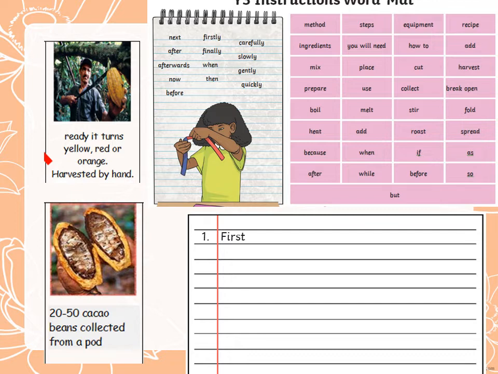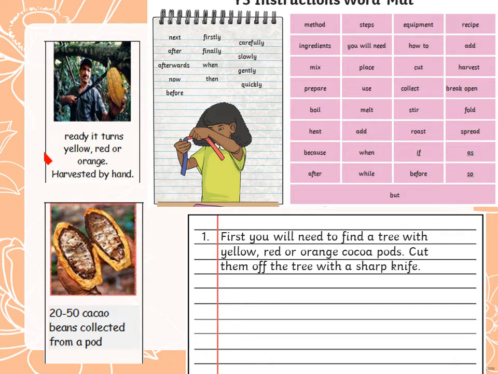Well, first check that the cocoa bean is ripe. You need to look for a cocoa bean that's yellow or red or orange, and then you know it's ready to be harvested. And once you can see if it's red or yellow or orange, then the farmer needs to cut it down with a sharp knife. Here's my first instruction. First, you will need to find a cocoa tree with yellow, red or orange cocoa pods. Cut them off the tree with a sharp knife. I've used first, which is an adverb, and I've used cut, which is a verb.